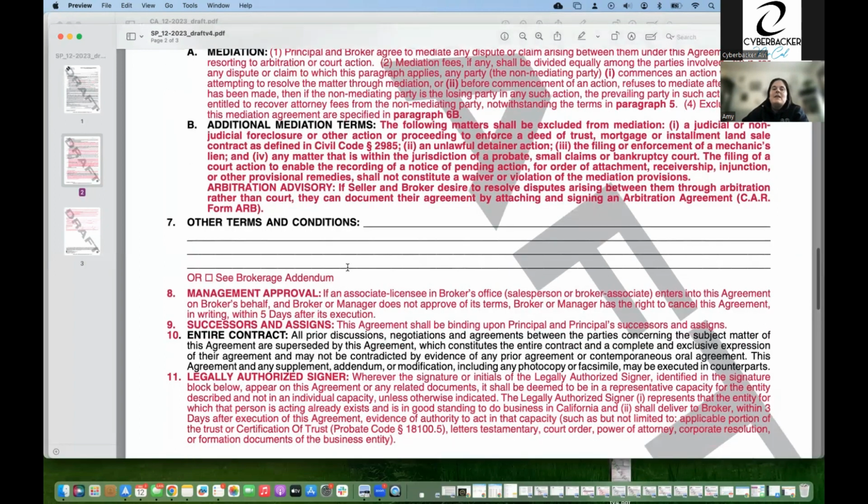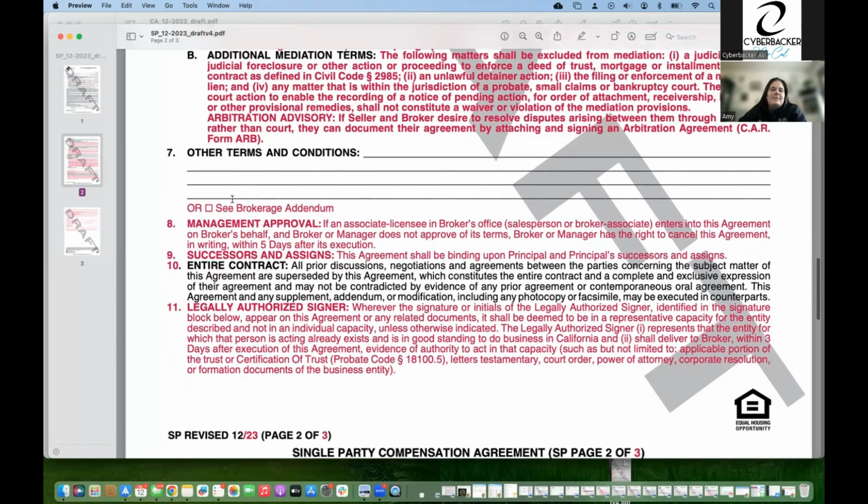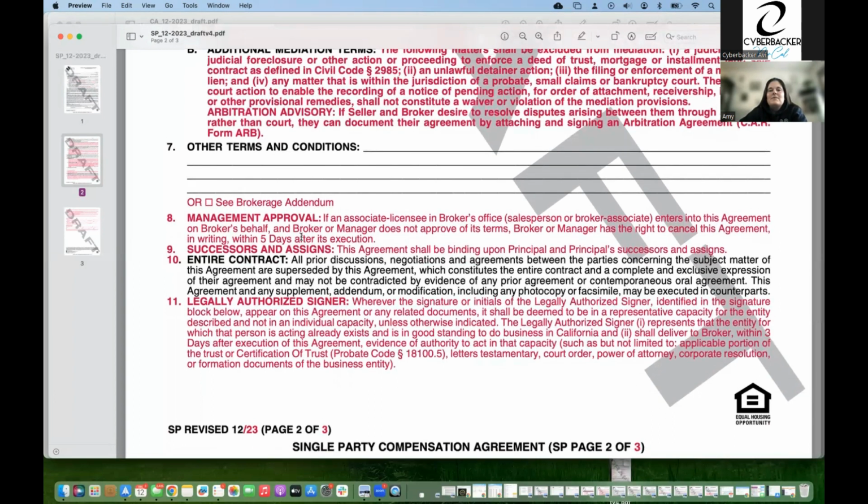Of course, we have line 7. I feel like line 7 is always other terms and conditions. They manage to squeeze everything else in 1 to 6. Or see brokerage addendum if there's a specific addendum with other terms on it. Management approval. If an associate licensee in broker's office, salesperson, or broker associate enters into this agreement on broker's behalf, and the broker or manager does not approve of its terms, broker or manager has the right to cancel the agreement in writing within 5 days after its execution.